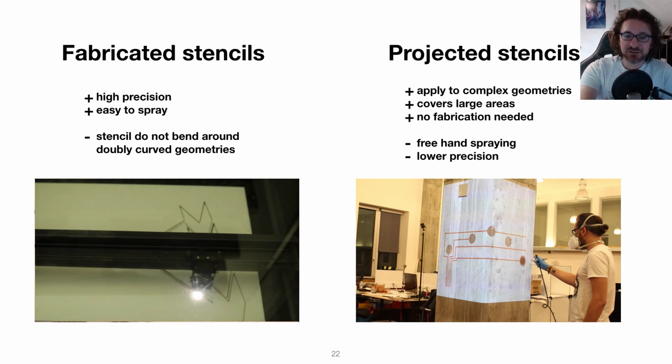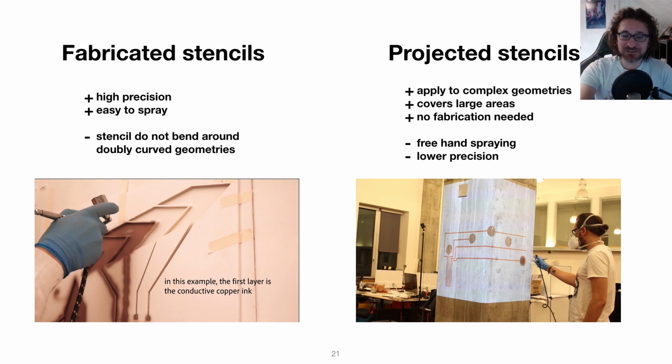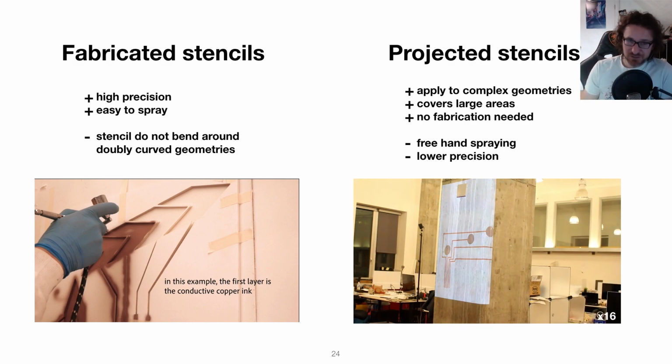On the other hand, we support projected stencils, and these projected stencils are particularly useful in situations where you have a more complex geometry, where you have objects that are much larger, and they also bring the additional feature that you don't have to fabricate any kind of stencil because you just have to project it on the surface of the object. What Blender needs here is just the location and the orientation of the projector, and then you can start directly. This comes, of course, also with a disadvantage: you now just have a guideline where to spray, but you still have to spray this freehand. So it usually comes with a slightly lower precision.